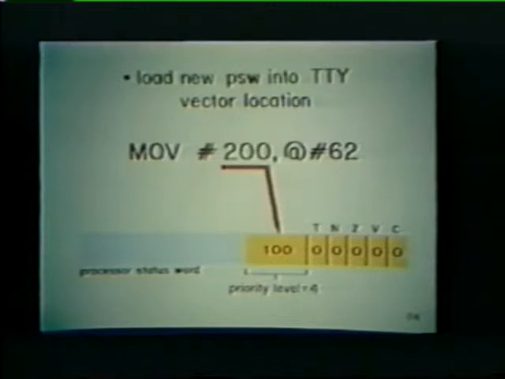The next instruction loads a new PSW into memory location 62, the location adjacent to where the new PC is stored. This new PSW is also retrieved by the CPU when the interrupt occurs. The 200 denotes a processor priority level of 4. Consequently, the interrupt service routine will start running at a priority level of 4.